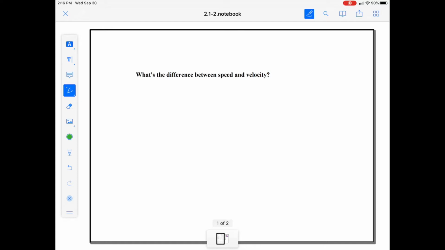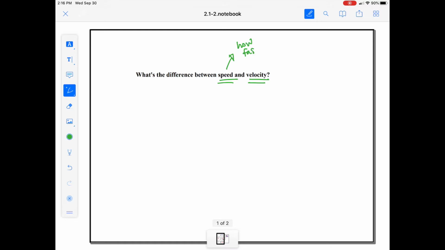Welcome to Chapter 2, where we're going to start working with rates of change. So before we jump into 2.1, let's briefly discuss the difference between these two terms. What do we know about speed and velocity? Speed tells you how fast you're traveling, right?